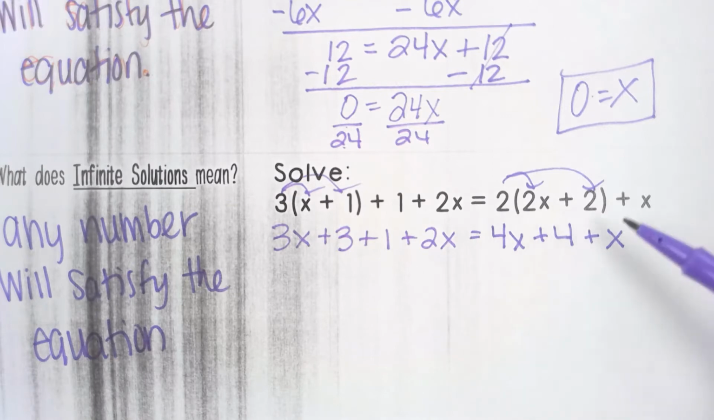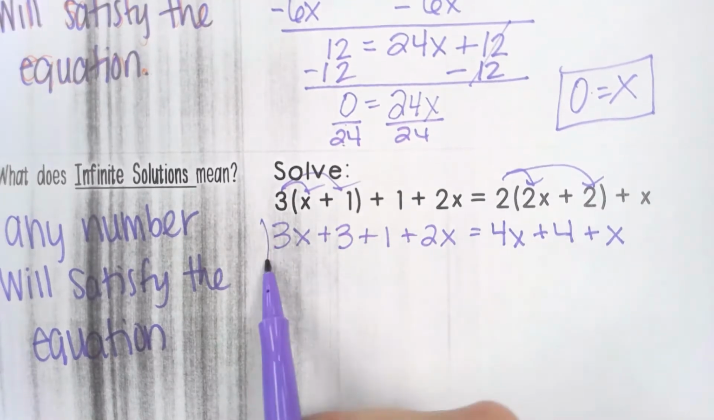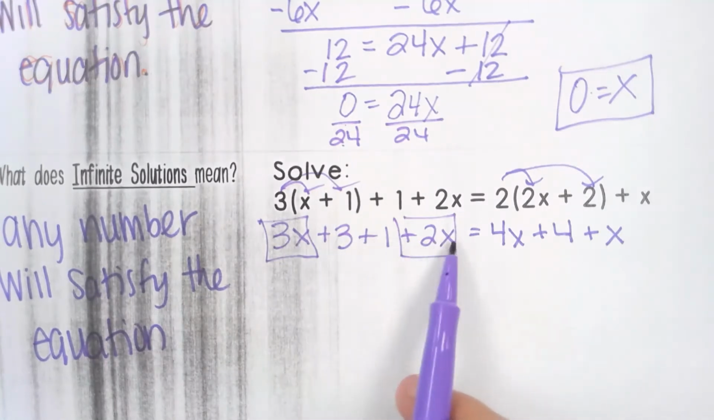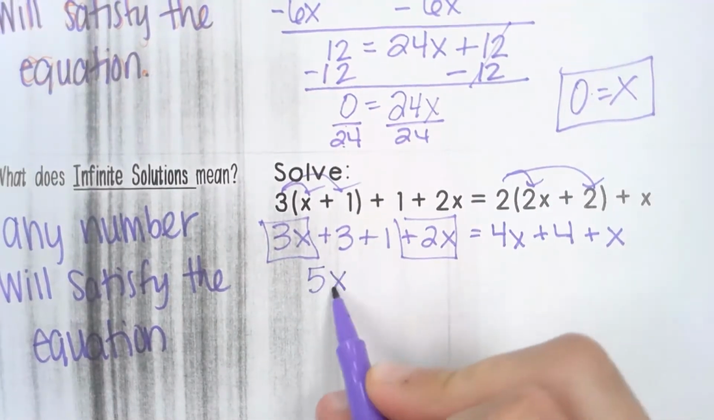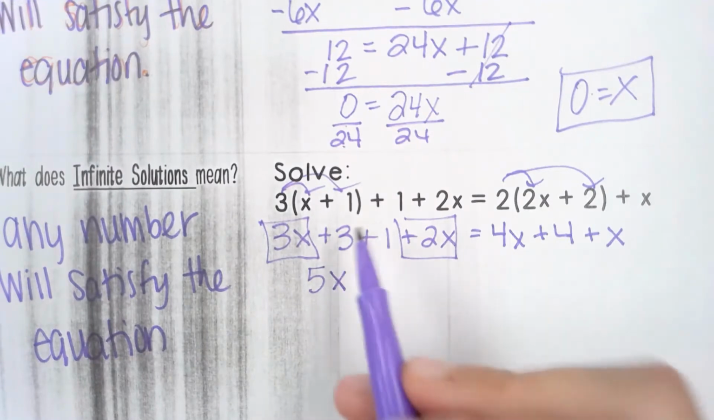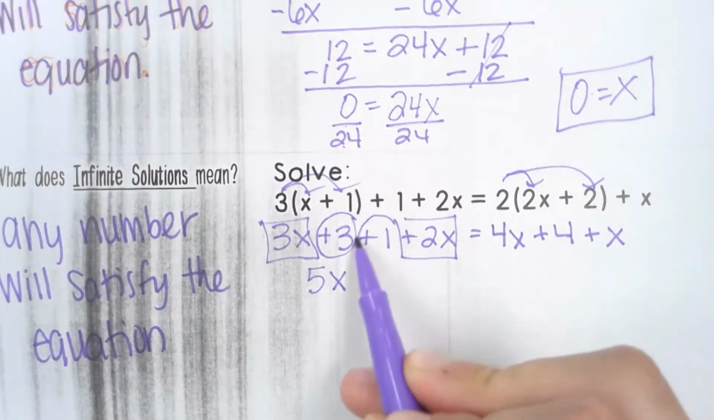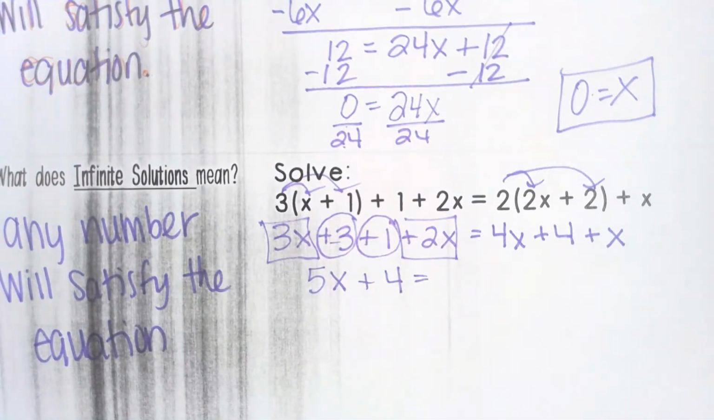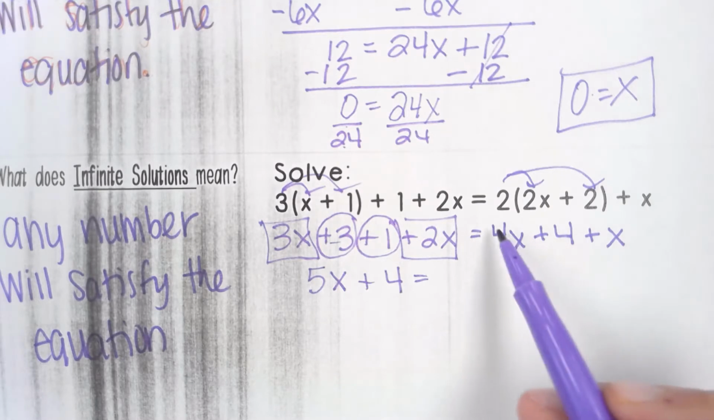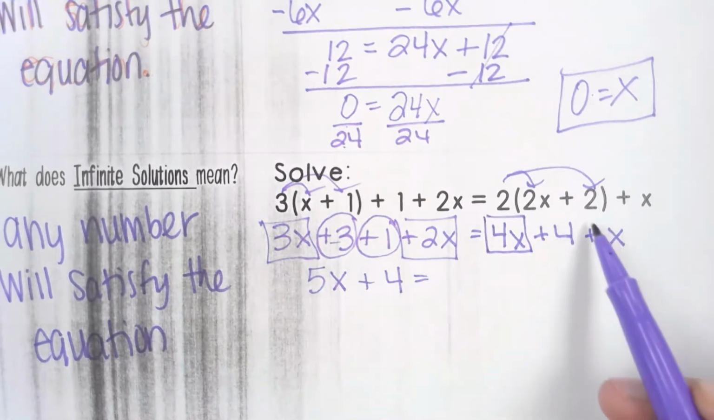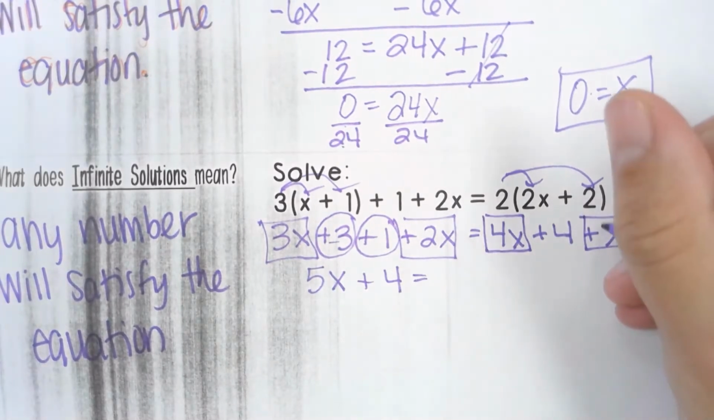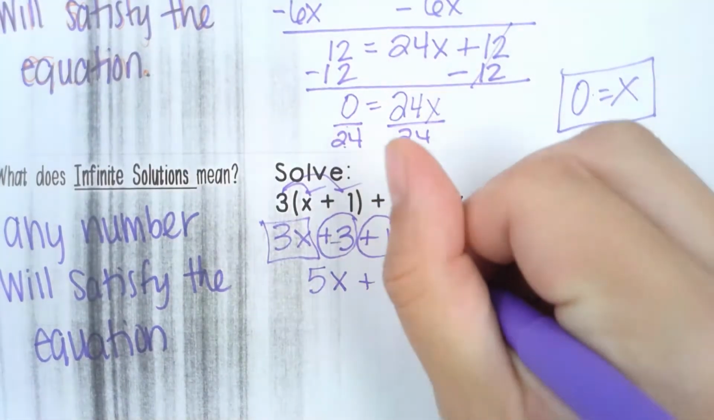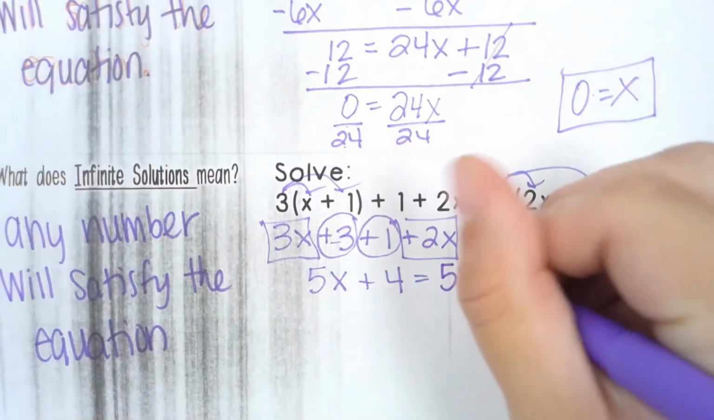Now notice how I can keep simplifying because I have like terms on the same side. Over here I have a 3x and a 2x, so that would become 5x. And then I also have two constants. I have a 3 and a positive 1. So 3 plus 1 is 4. So that took care of the left side. And then the only thing on the right side here that I can combine is my 4x and my x. And remember that I could put a 1 in front of that x. So then 4x plus 1x is 5x. And then you still are left with your plus 4.